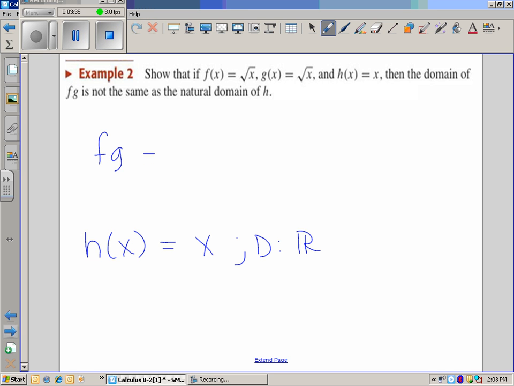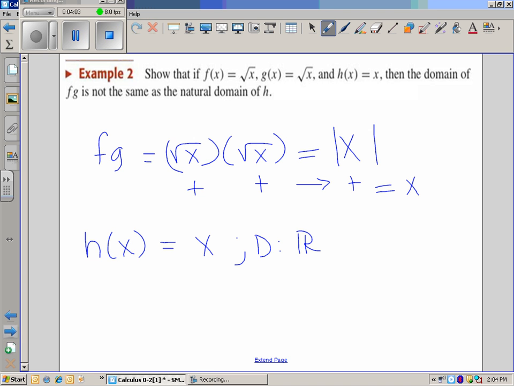But fg is equal to the square root of x times the square root of x, which if we simplify, we would get x. But the important thing to remember here is this would have to be positive, and this would have to be positive, which means this has to be positive. So we would have to have either an absolute value there to make that function, or we could say, without the absolute values, it's equal to x, but all reals greater than or equal to 0, or x is greater than or equal to 0. Okay? That has to be positive.